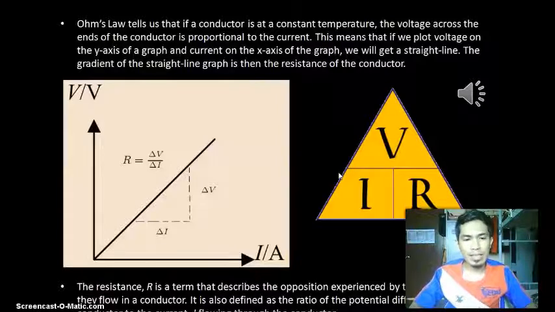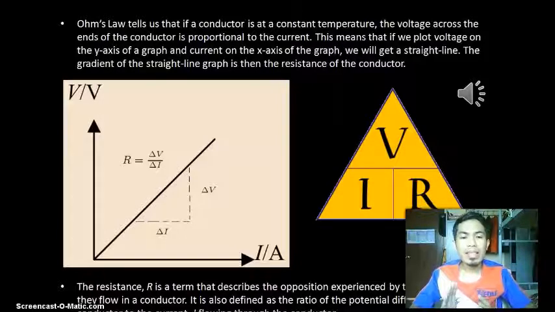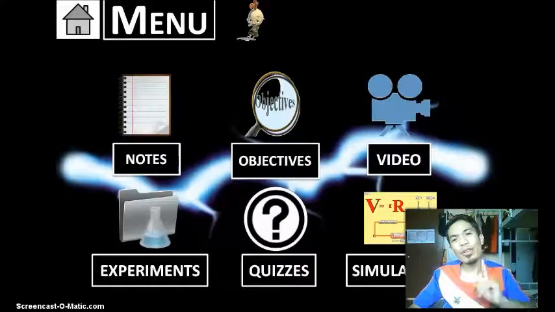Okay, the resistance R is a term that describes the opposition experienced by the electrons as they flow in a conductor. It is also defined as the ratio of the potential difference across the conductor to the current I flowing through the conductor. Okay, next we are going to the videos.